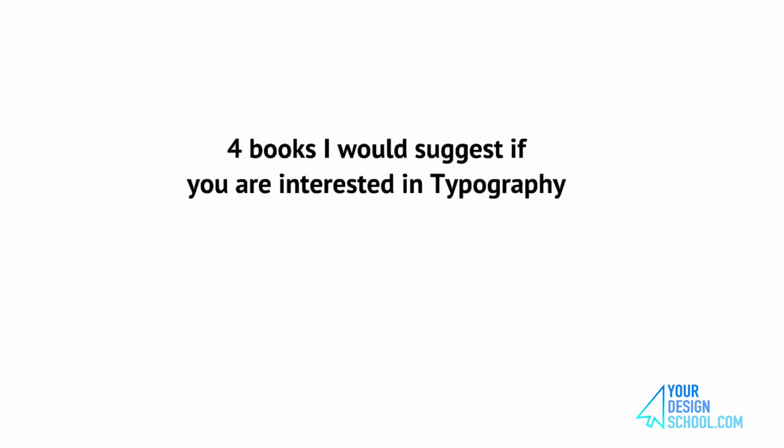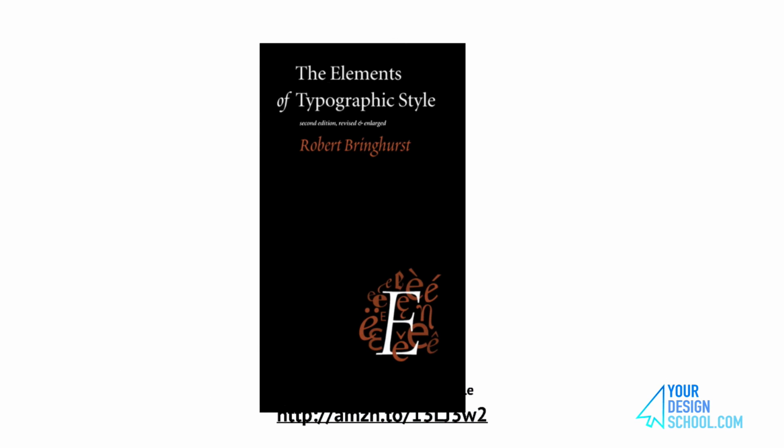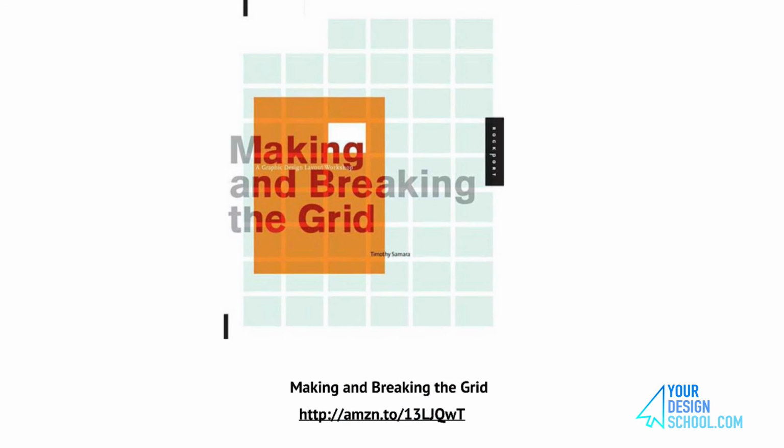So if you're interested in typography, I've got 4 books that I would suggest you buy. So we've got Thinking with Type, we've got The Elements of Typographic Style, we've got Typography, spelt typography, and there is also Making and Breaking the Grid. If you get those 4 books, or just one of those books, you'll get some more interest in there. There's another brilliant book as well. It's called Stop Stealing Sheep and Learn About Type Instead, or something along those lines. That's worth having a look at too.